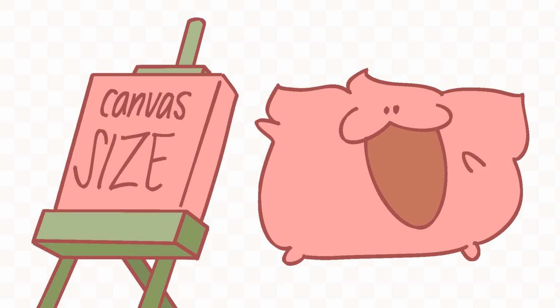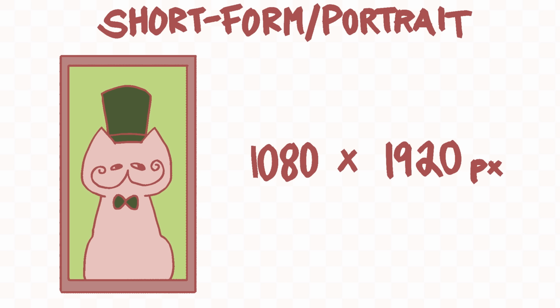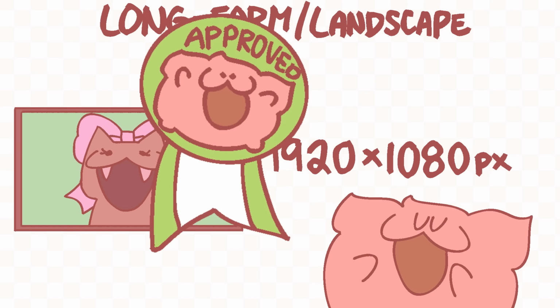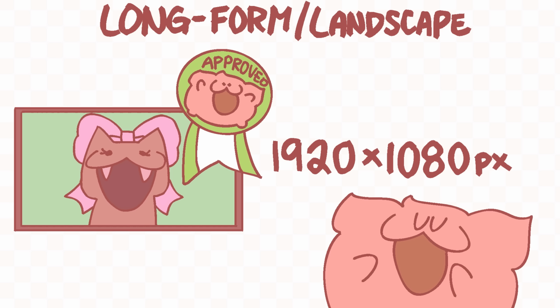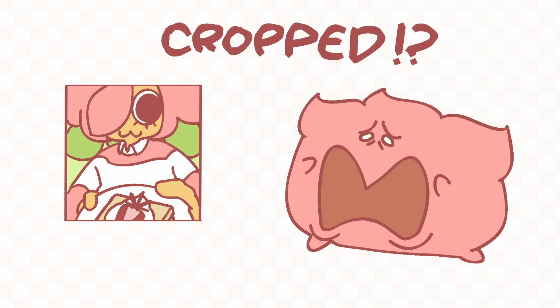First, I choose the canvas size. For short-form portrait videos, you'll be using 1080 by 1920 pixels. For long-form landscape videos, the main canvas size is 1920 by 1080 pixels. This is what I'll be using. And of course, you can choose whatever canvas size you want, but just be aware of cropping or weird formatting issues that could arise when uploading your video online.